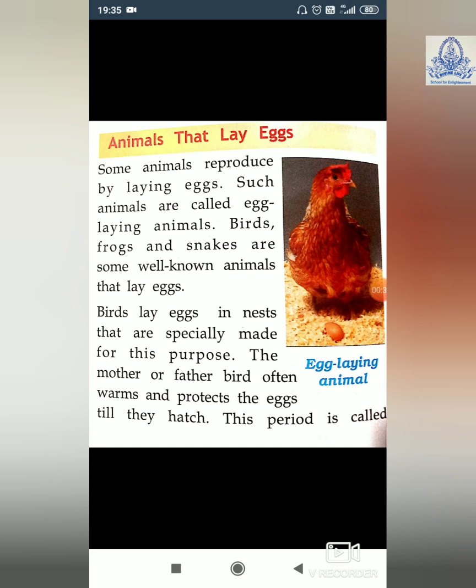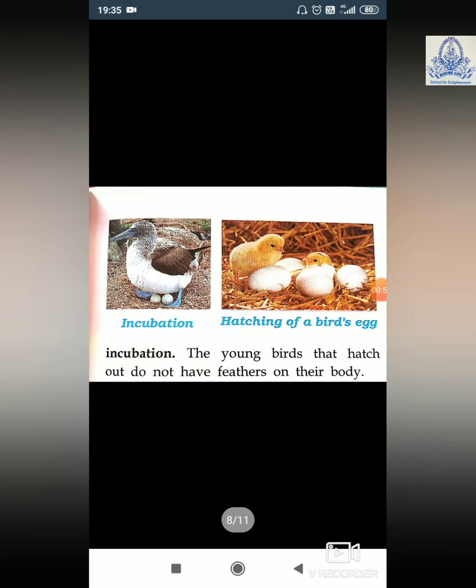So how do birds produce the young ones? They lay their eggs. They sit on those eggs to keep them warm till they hatch. Until the eggs break, they keep them warm. They sit on them and the feathers on their body keep those eggs warm. This period is called incubation. So this period of keeping the eggs warm till they hatch is known as incubation.